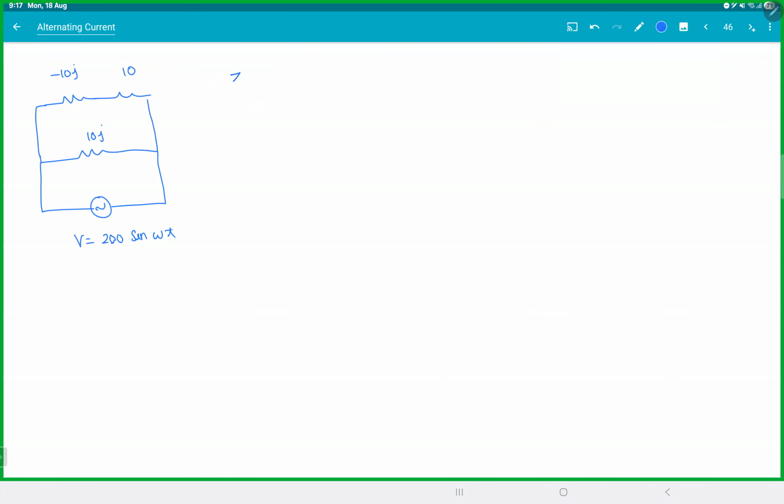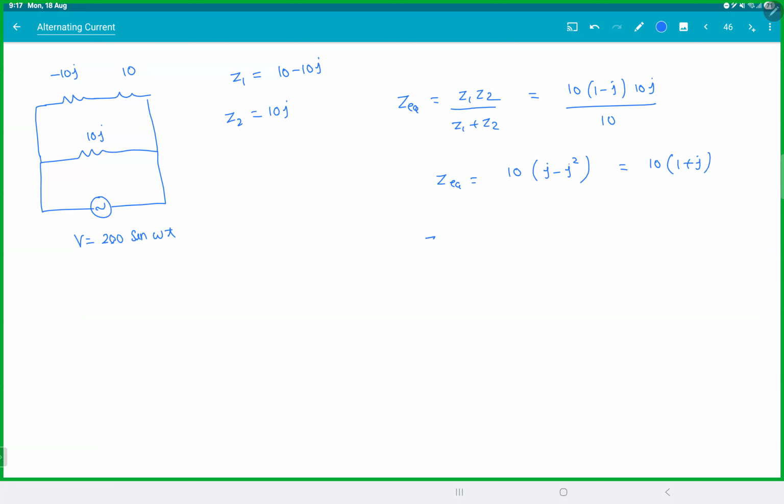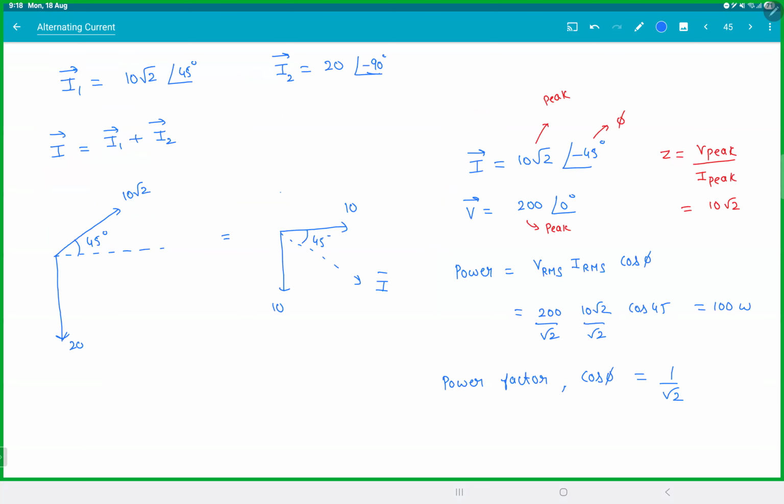So Z1 will be 10 minus 10j. Z2 will be 10j. So Z equivalent will be Z1 Z2 by Z1 plus Z2. That would be 10 into 1 minus j, 10j, by 10. 10 cancels. We get j minus j square, that is 1 plus j. So Z equivalent will be 10 root 2, phase angle 45 degrees. There we got the same magnitudes here.